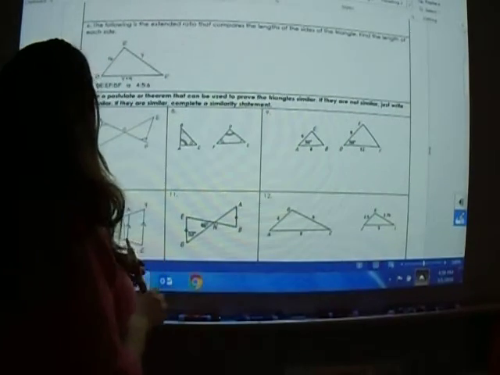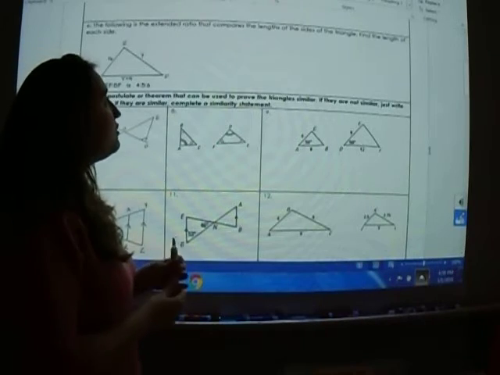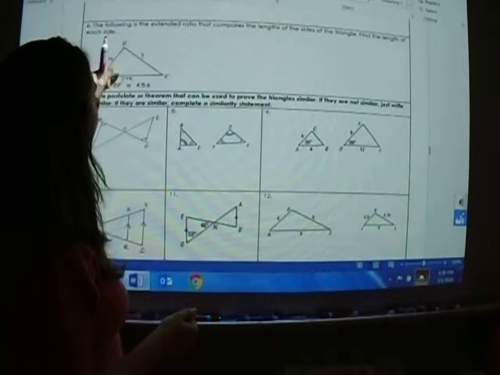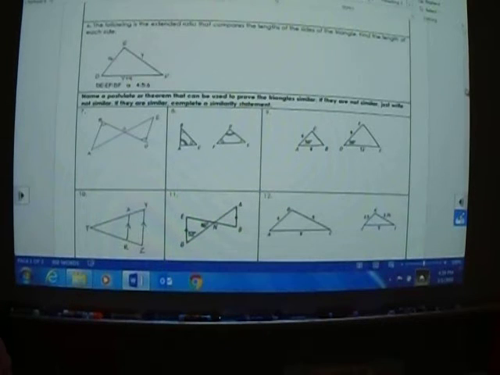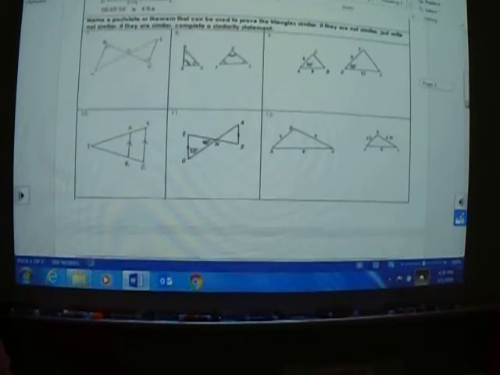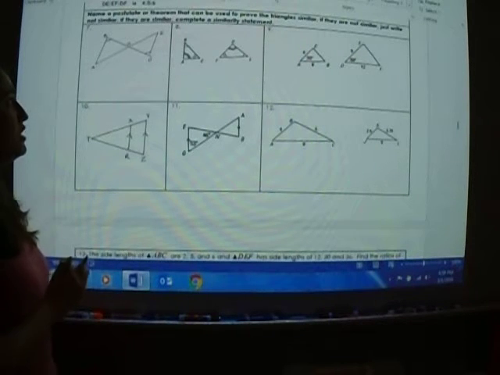All right. The following is the extended ratio that compares the lengths of the sides of the triangle. Oh, we just did that one. I'm sorry. Let me go down even more. Okay. Name a postulate or theorem that can be used to prove the triangles similar. If they are not similar, just write not similar. If they are similar, complete a similarity statement.